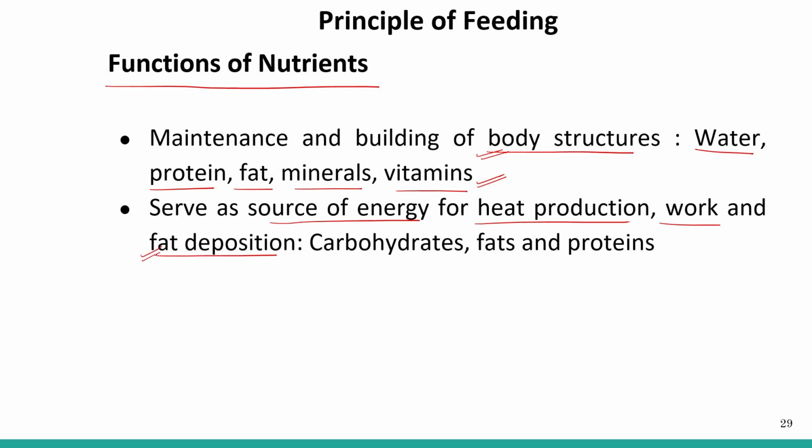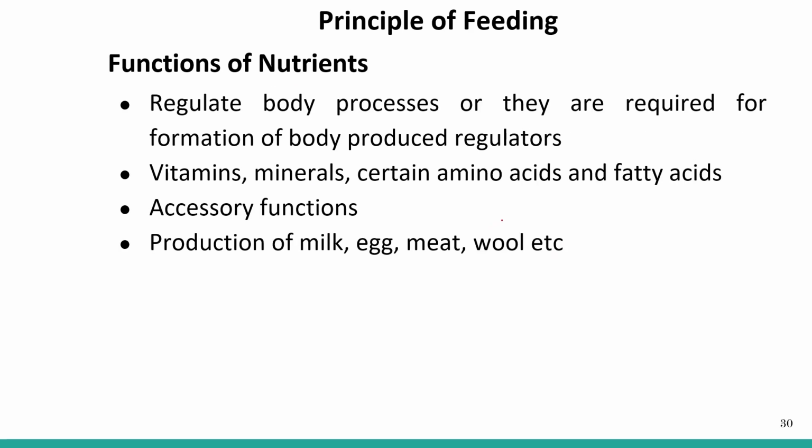So there is a requirement of energy to do their daily needs, work, right? So for that they require energy. So what are the nutrients that provide energy to the animals? Carbohydrate, fats and protein. So these are the 3 important nutrients that provide energy to the animals and also heat production. Okay, so this is very important.